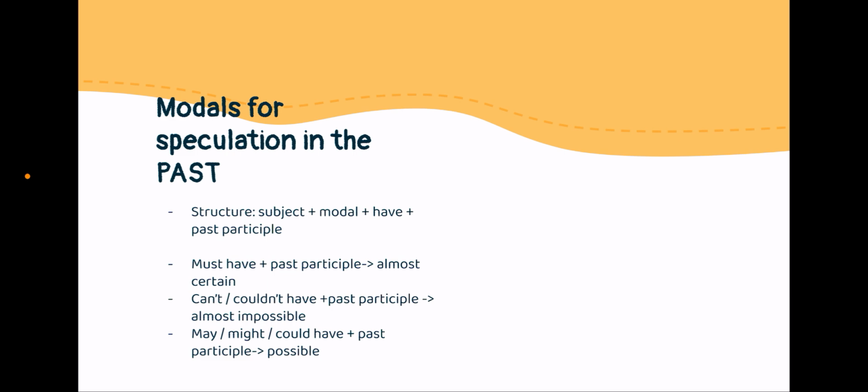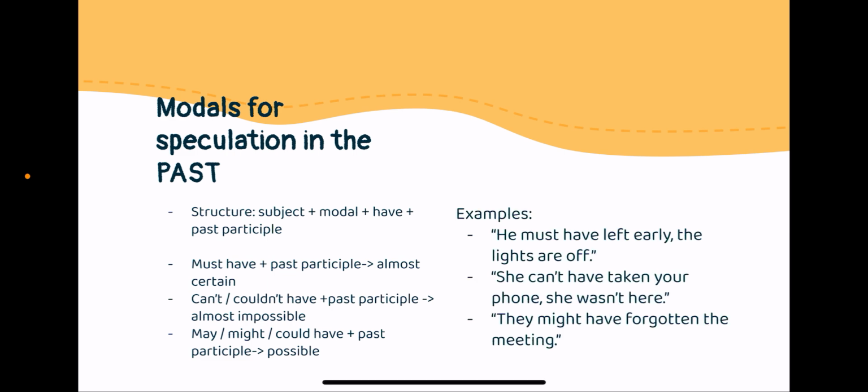Let's see some examples. He must have left early. The lights are off. So they use must because they have evidence for why he must have left early. That is, the lights are off. And here you can see that they use the correct structure. Must, that is the modal, have, that is mandatory, and left, that is the verb to leave in the past participle.